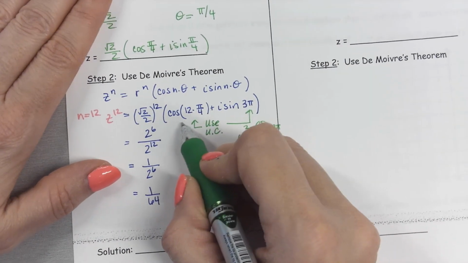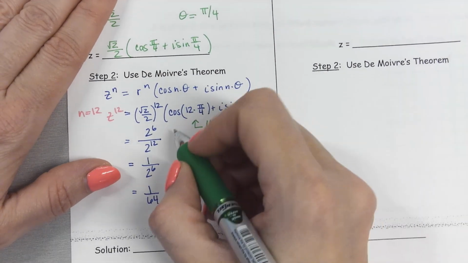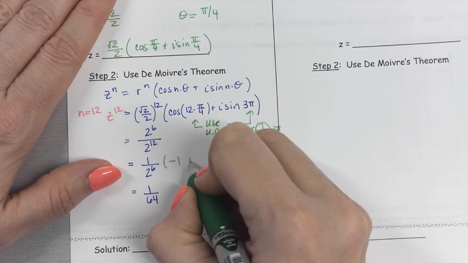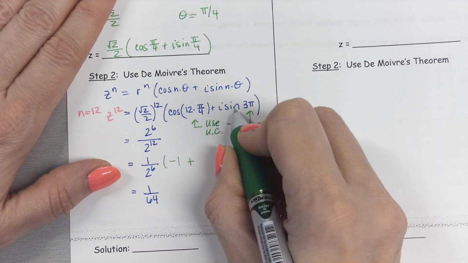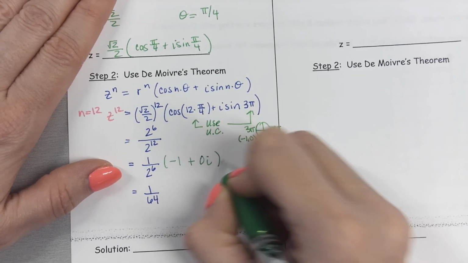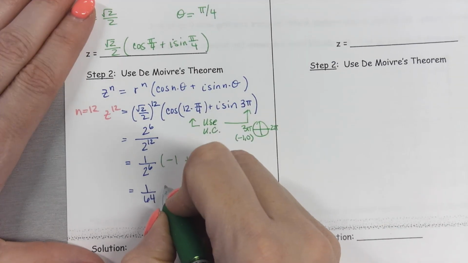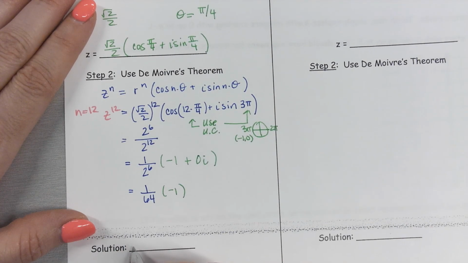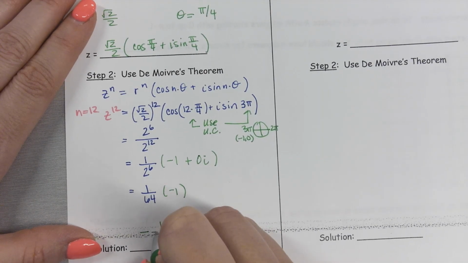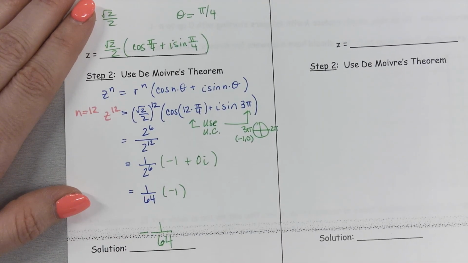All right, and then when you plug this in, we said this is going to be -1 plus 0 times i. You won't have to write in the 0. We're just doing it so you can see what happened here. And then you are going to multiply. So your solution is -1/64.